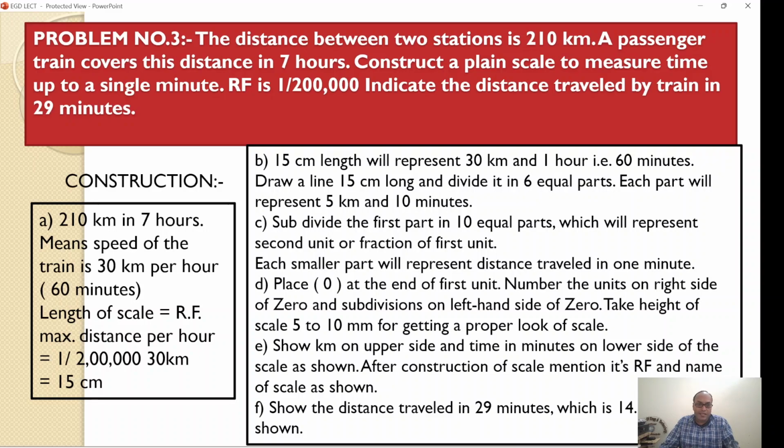Okay. And in the scale we have to represent the distance covered by the train in 29 minutes. Okay. So 1 hour means 60 minutes. So in 60 minutes train travels 30 km. Okay. In this problem you can see that the RF, that is the representative fraction, is already given. ठीक है ना. यहाँ पे जो RF है वो already given है, तो हमें यहाँ पे सेपरेटली कोई भी RF निकालनी नहीं है. ठीक है.